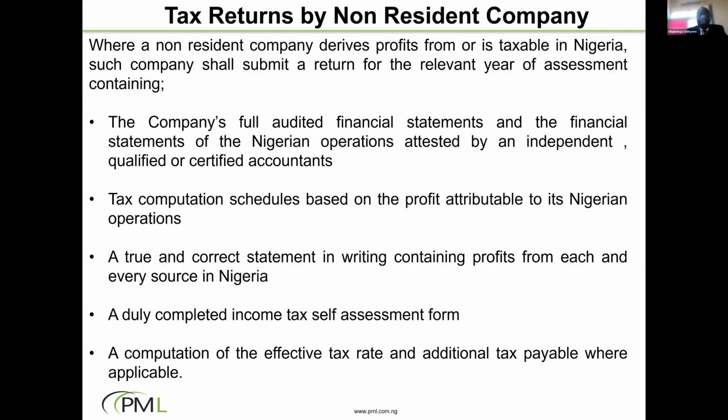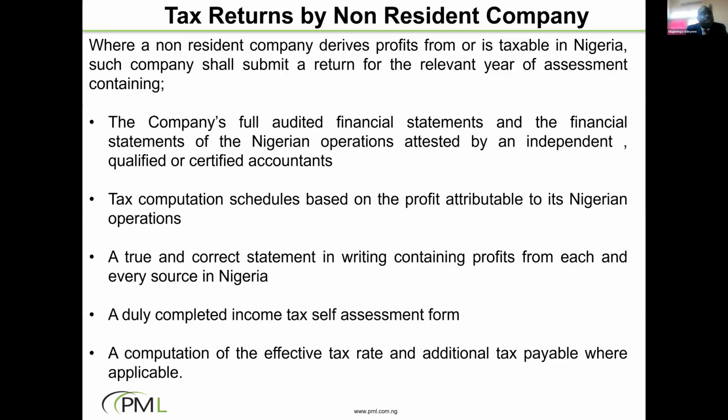The effective tax rate and additional tax payable, where applicable, should reflect the actual revenue that this organization has been able to earn in Nigeria.